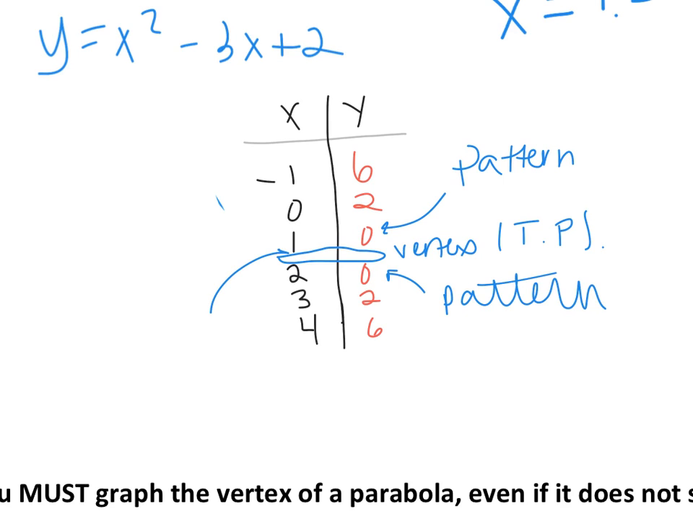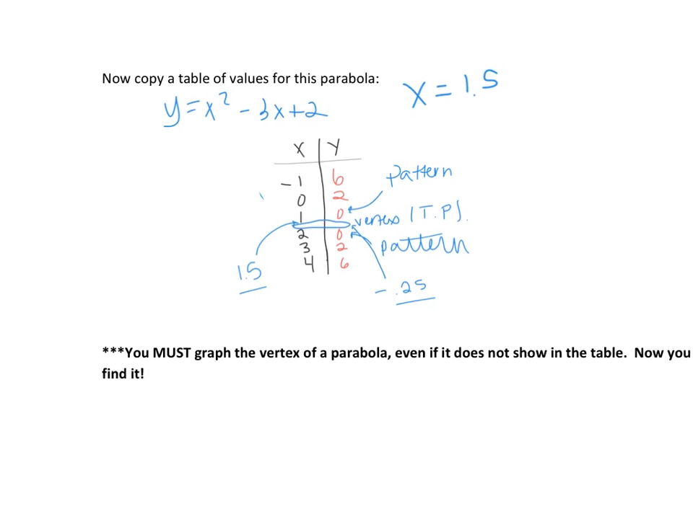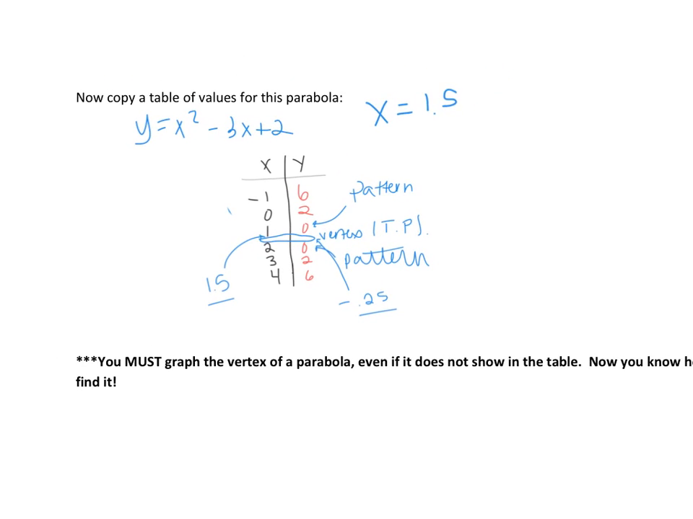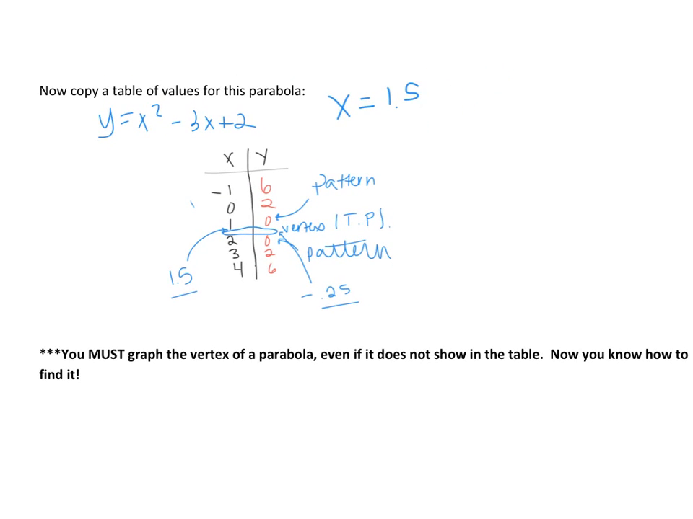So, for instance, I can say that my axis of symmetry has to be at 1.5, and then whichever number I plug in, I think we said we get negative 0.25. That's where your vertex is. Your vertex is not appearing in your table of values. It appears between your two pattern points. So you now know how to find the vertex in a table of values when it doesn't appear.